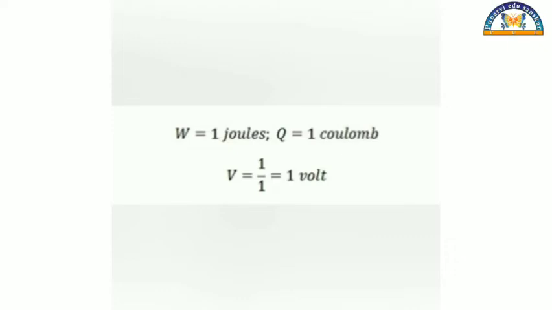We know that electric potential is the ratio of work done to charge. That is, V equals W by Q. If the work done W is equal to 1 joule and charge Q is equal to 1 coulomb, then we have electric potential V equals 1 volt. Hence, a body is said to have an electric potential of 1 volt if 1 joule of work is done to charge the body to 1 coulomb. And that was all about the definition of electric potential.